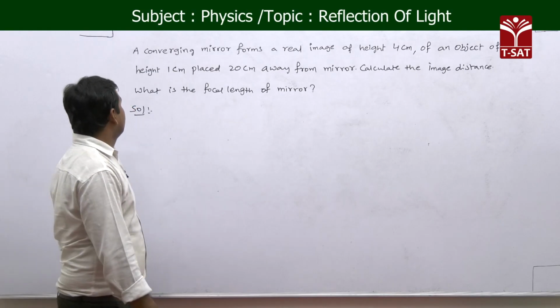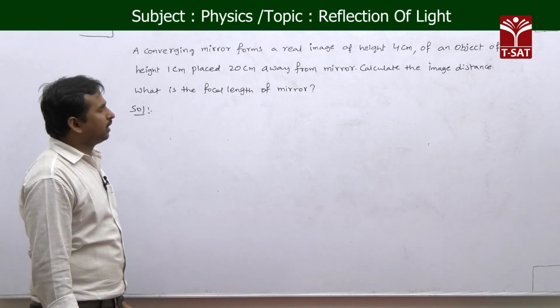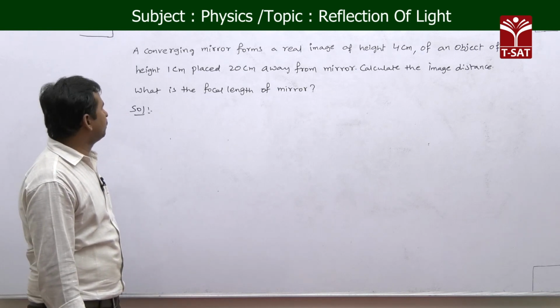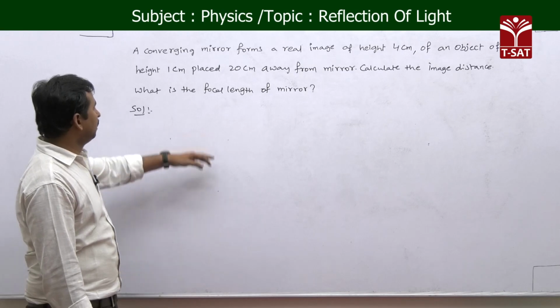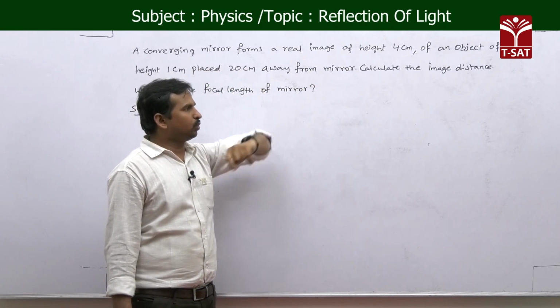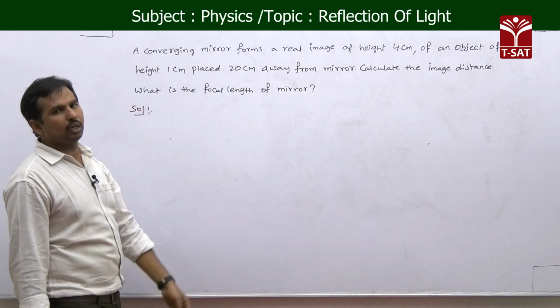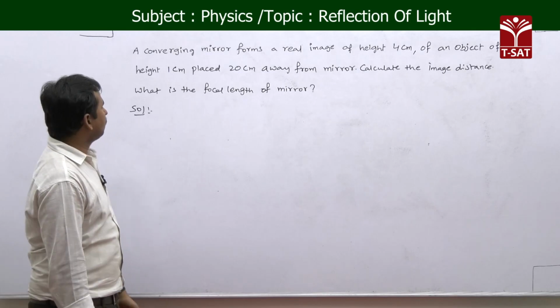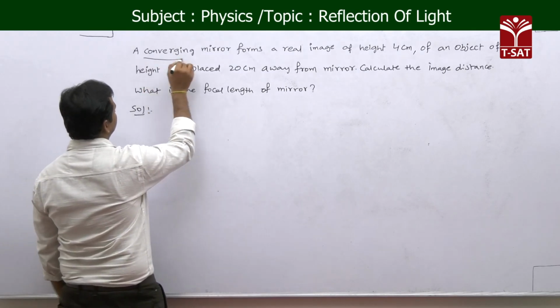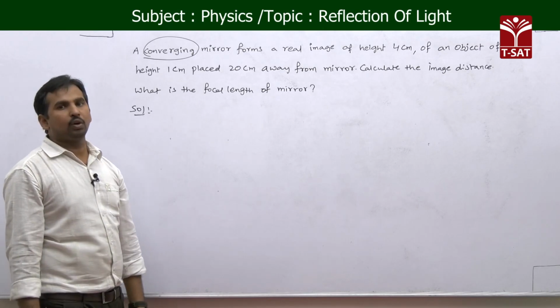Now see here the next model. A converging mirror forms a real image of height 4 centimeters of an object of height 1 centimeter placed 20 centimeters away from the mirror. Then we have to calculate the image distance and the focal length of the mirror. If you see here, it is clearly mentioned that it is a converging mirror. Converging mirror means nothing but a concave mirror.